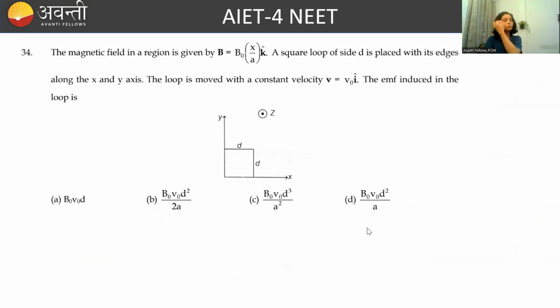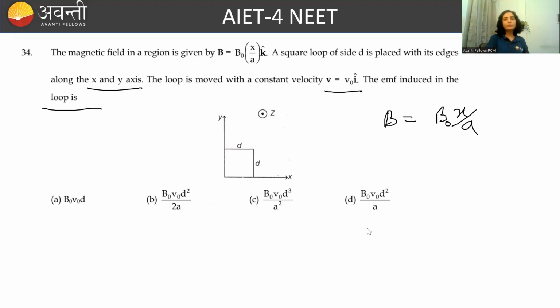Now again, this was also a question from motional EMF. The magnetic field in a region is given by B equal to B naught x by a. A square loop of side d is placed with its edges along the x and y axis. The loop is moved with a constant velocity. Find the EMF induced in the loop.